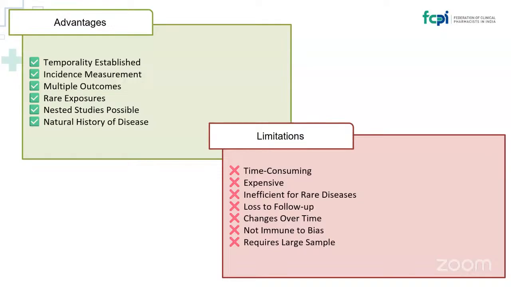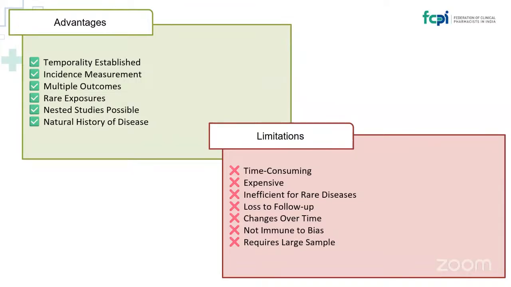And it is ineffective for rare disease. It is useful for understanding the rare exposure, but for rare disease, the disease does not occur every single time. It may occur in 10 years, it may occur in 1 year. The specific occurrence of the rare disease is not specified. So rare disease cannot be studied by using the cohort study.